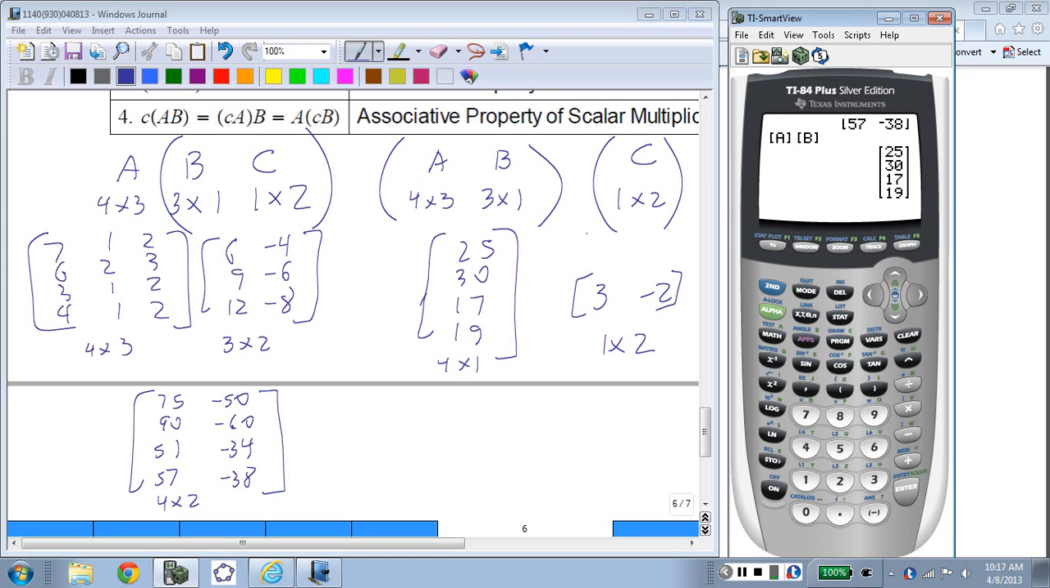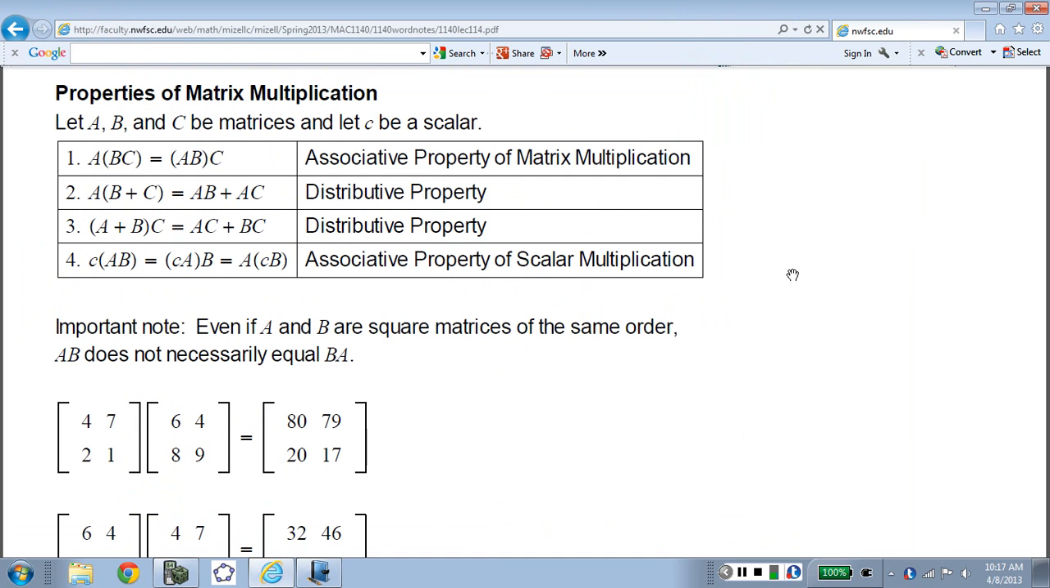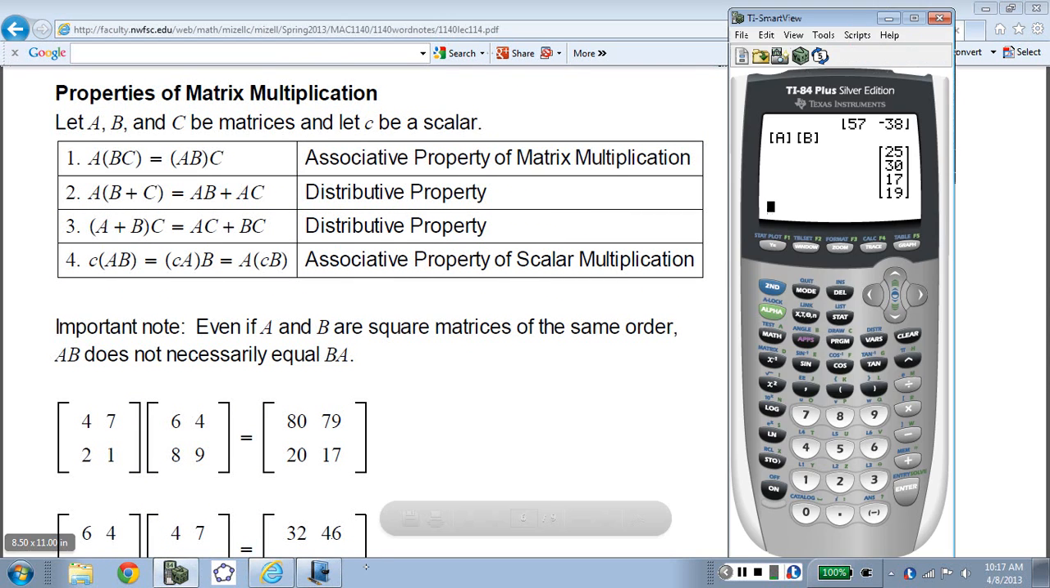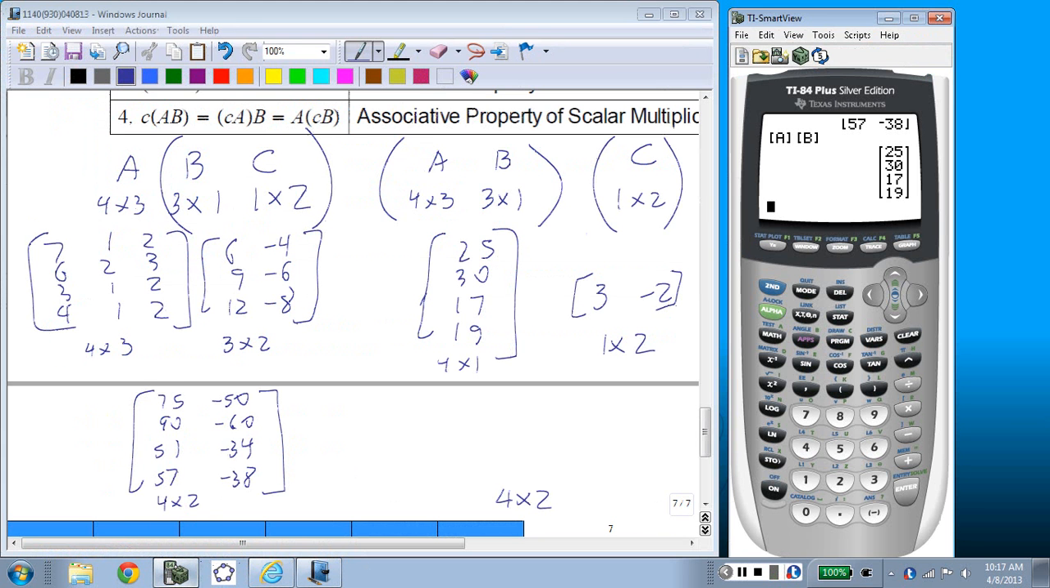Yes. And when we do, we're going to get a 4 by 2. So I think there is hope that we may get the same 4 by 2. If I take the second answer that we got and put that on the left, that's the matrix 25, 30, 17, 19, that 4 by 1 matrix.